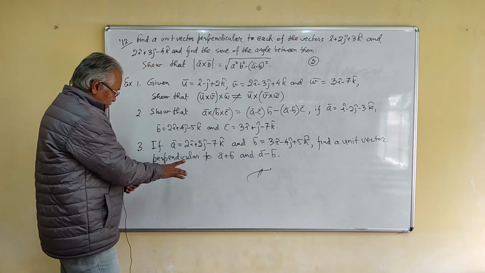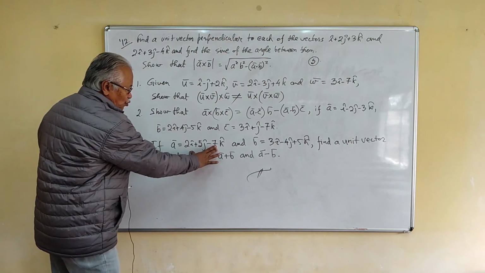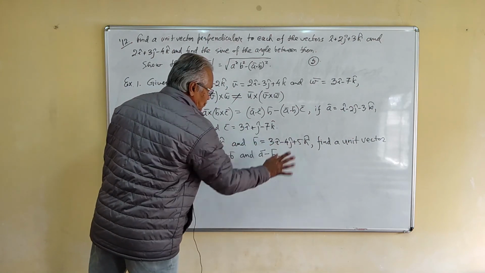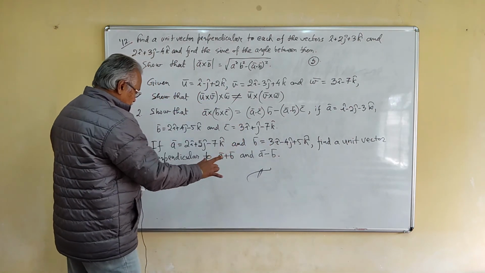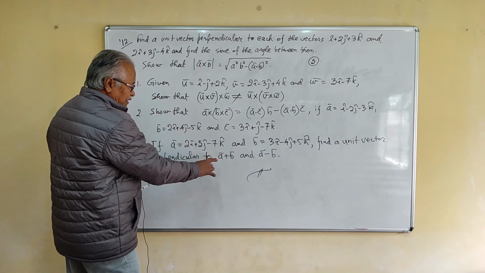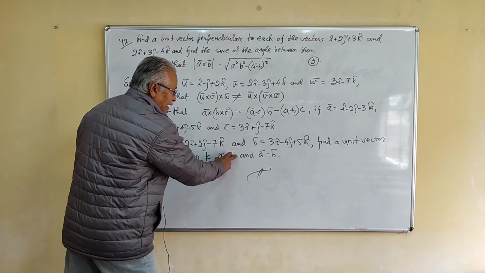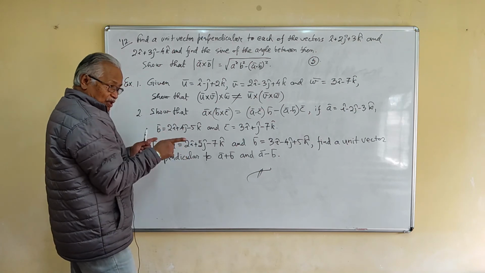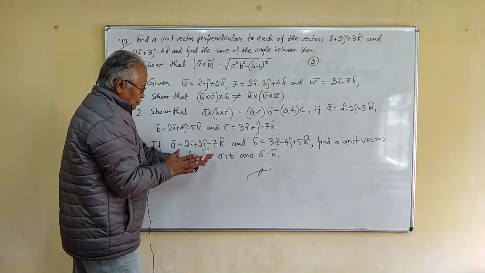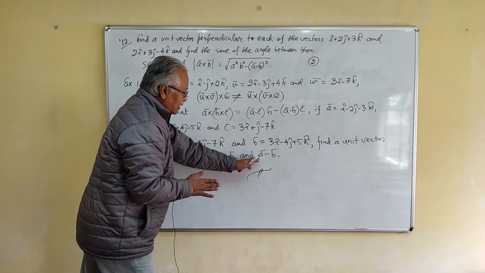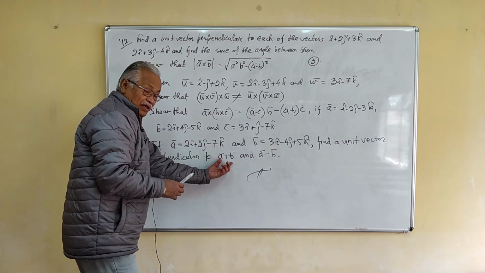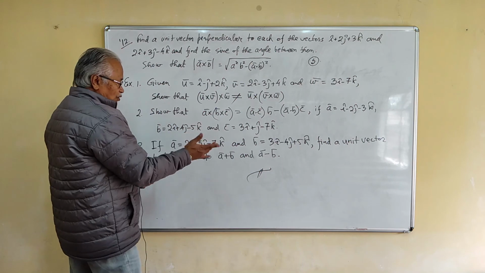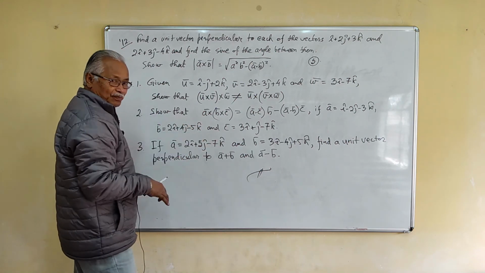And the last but not the least, if A is given to be 2i plus 5j minus 7k, and B is given to be 3i minus 4j plus 5k, you got to find a unit vector perpendicular to both the vectors A cross B and A minus B. So mind you, it is not perpendicular to A and B, but it has to be perpendicular to A cross B as well as A minus B. So you got to find out the value of A cross B and A minus B separately and try to find out the unit vector upon these two, right?